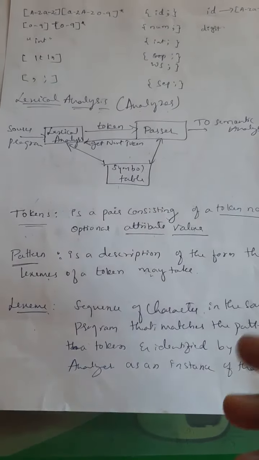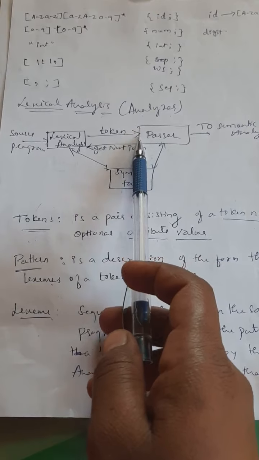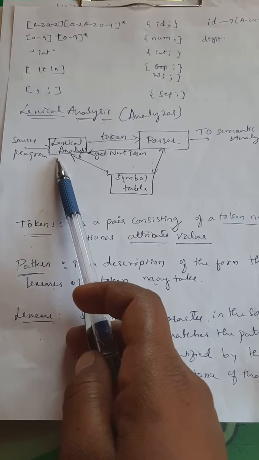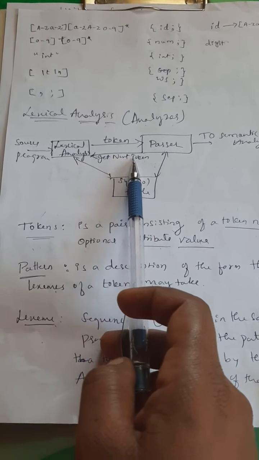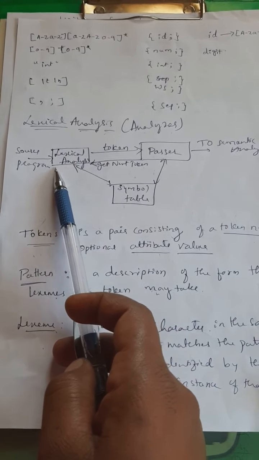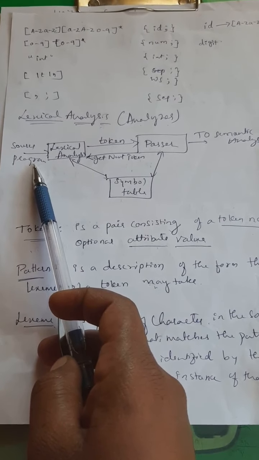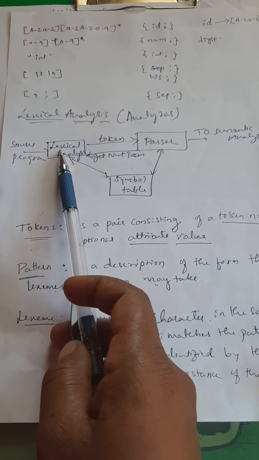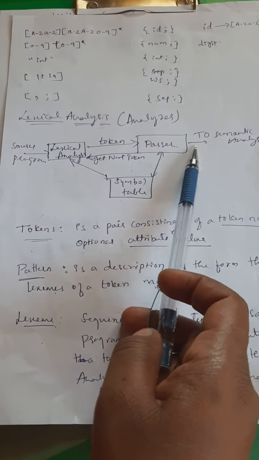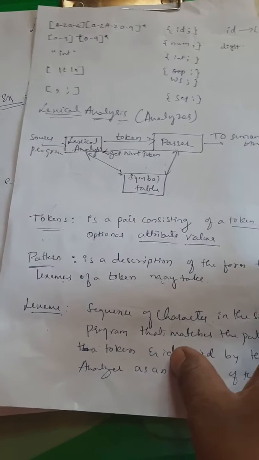The diagram shows the interaction between the lexical analyzer and the parser. The parser comes in the next phase of the compiler. Whenever the parser requires a token, it will send a signal to the lexical analyzer saying get next token. Once this signal is received, the lexical analyzer will read the source program for lexemes which match the patterns, and once it matches a pattern, the token is generated and sent to the parser for further analysis. It will also make an entry of that token in the symbol table for further reference.